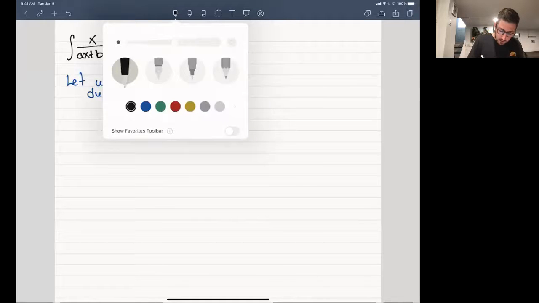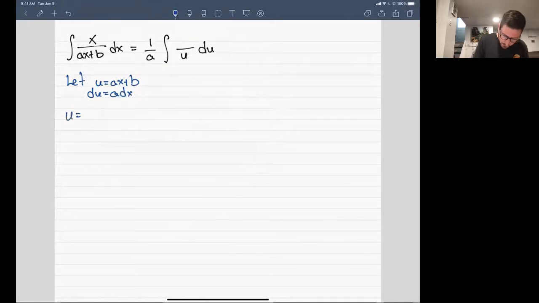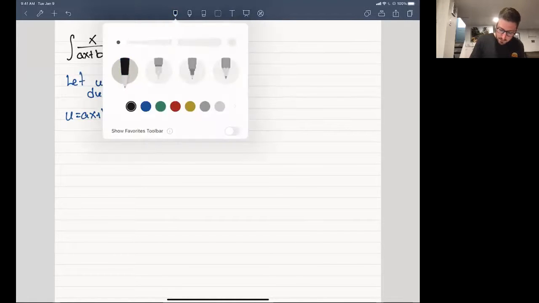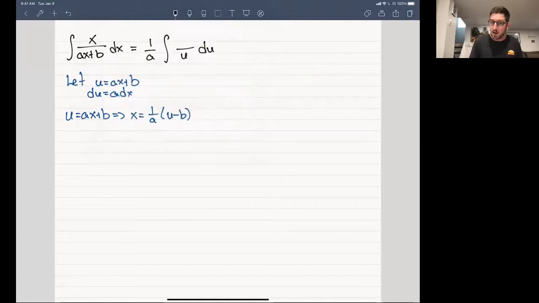But from my equation for u here, I know that u is equal to ax plus b. So I can rearrange this to see what x is equal to as a function of u. In this case, I subtract off b on both sides and divide by a, and I get this. And so what this means is that now when I put this into my integral, I have everything written in terms of u. And I still get a linear function divided by a linear function. But now I can distribute that denominator over both terms in the integral here. And I get 1 minus b u to the minus 1 du.